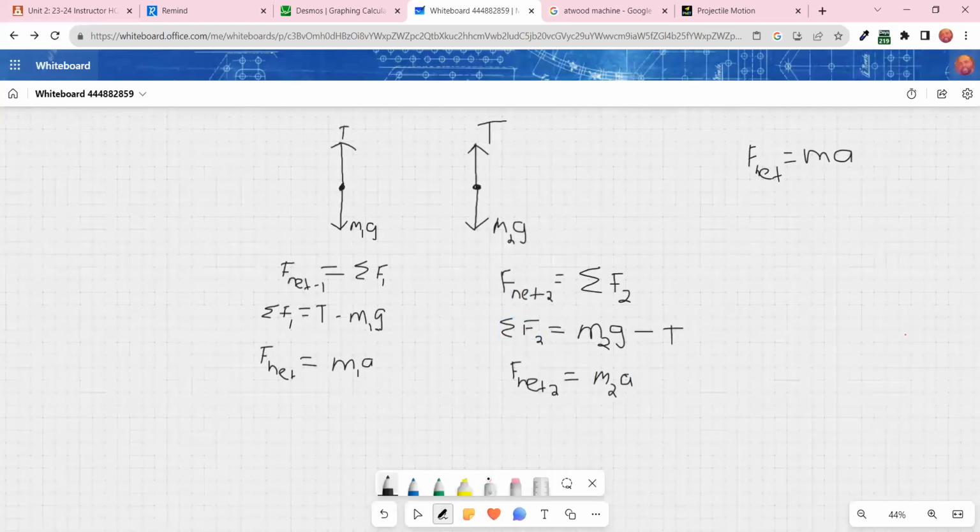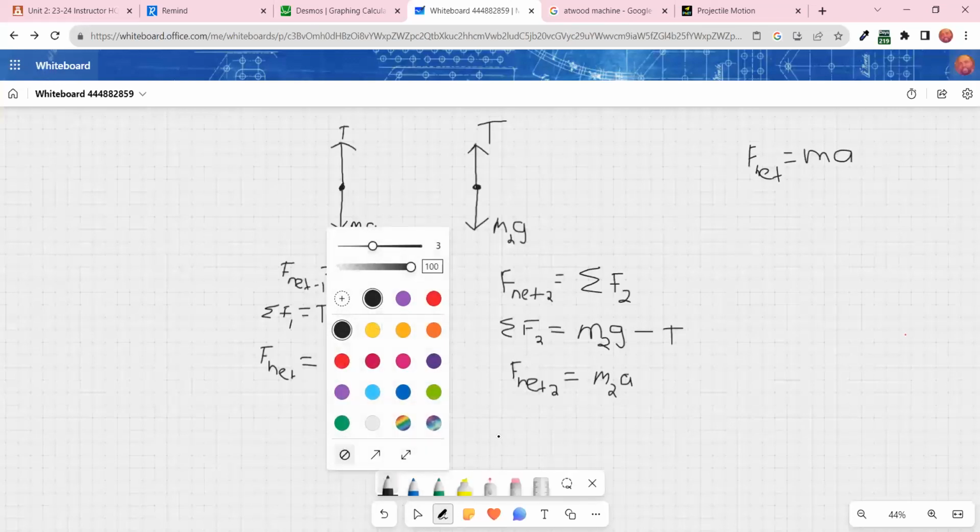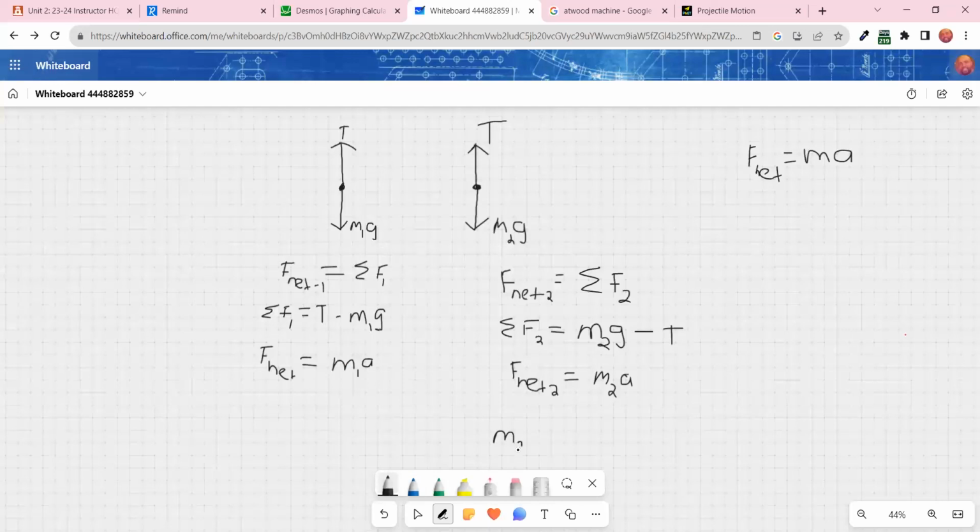What can I do? I can set this guy, which is mass times acceleration, equal to the sum of all forces, m2g minus tension. My net force is the sum of all forces. Net force is mass times acceleration. The sum of all forces is these two guys put together right there, m2g minus tension. So I just set m2a equal to this guy right here.